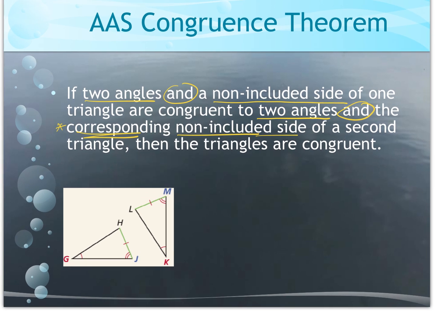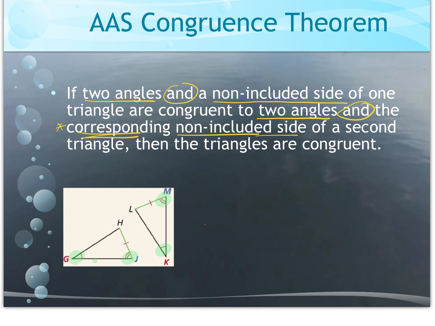First of all, two angles, that's easy, right? We're going to identify two angles here that are congruent. Angle G is congruent with angle K. Angle J is congruent with angle M. Notice the included side is down here, and we know nothing about the included side, right? So this isn't angle side angle, because we're not told that the included side is equal.